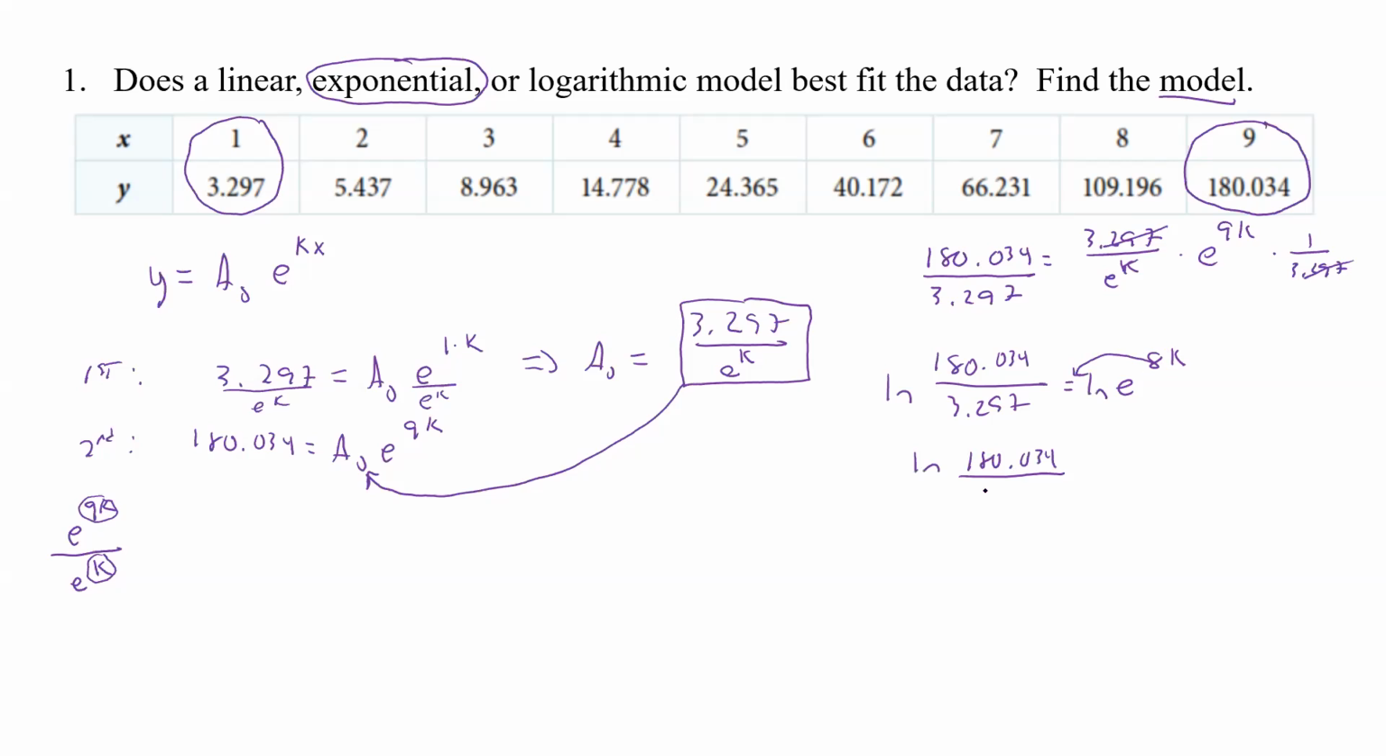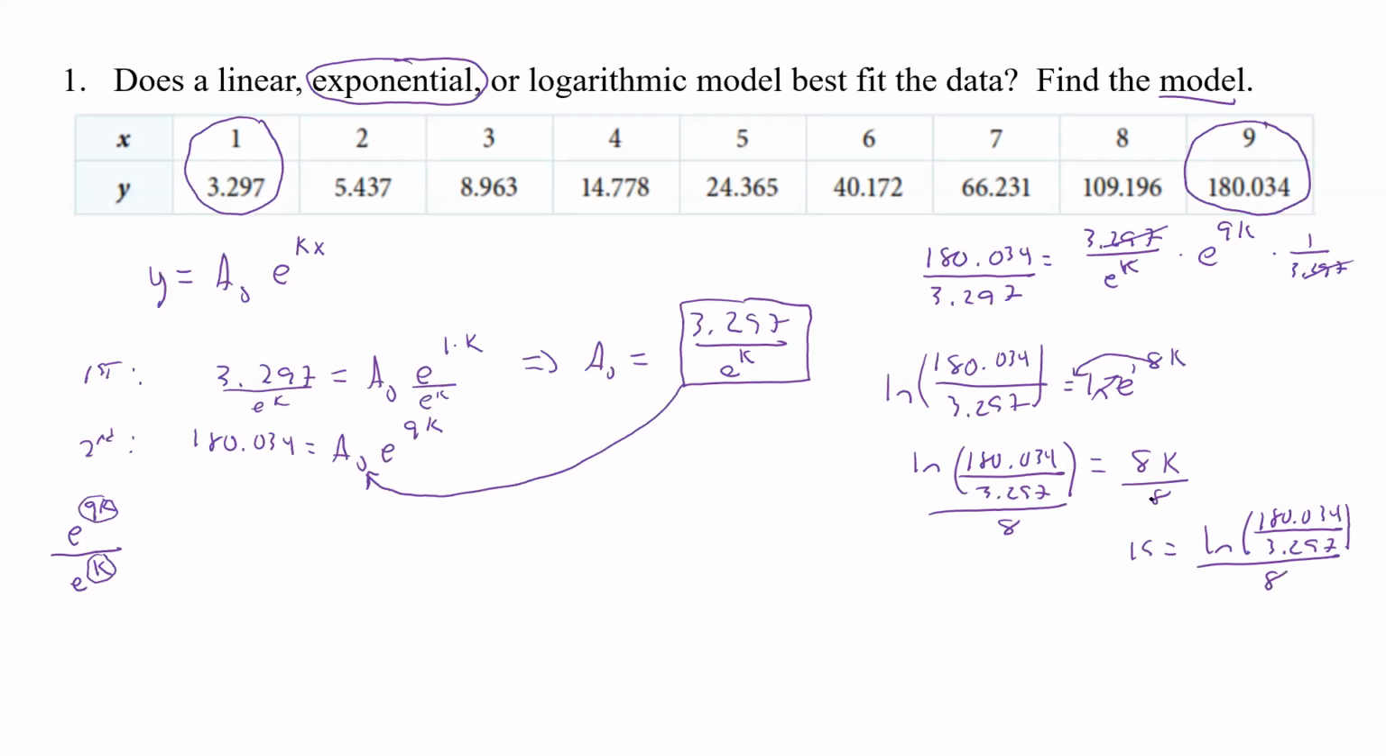180.034 over 3.297. Let's go ahead and put all that in parentheses so we don't forget. And that's equal to 8k, because ln of e is just 1. Now we divide that whole thing by 8. And so that is what k is equal to. So k equals ln of 180.034 over 3.297 divided by 8. Okay, so that's what k is.